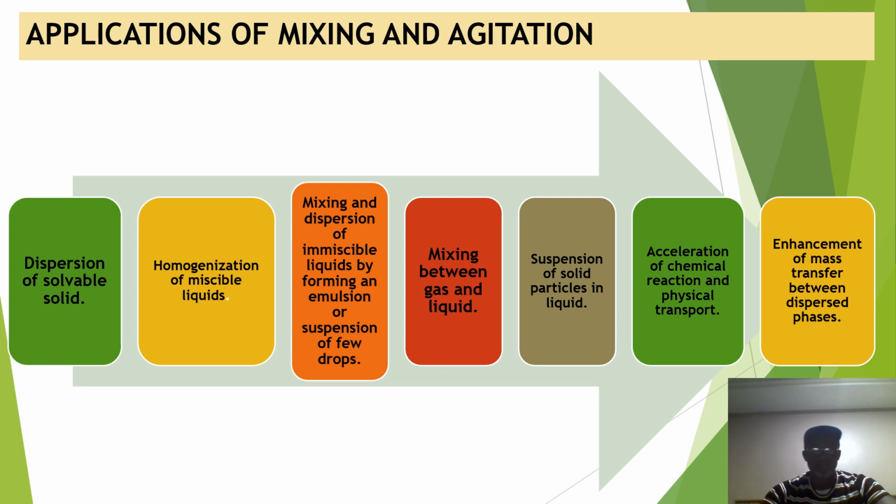Applications of mixing and agitation. Dispersion of solvable solid, that's one. Applied in homogenization of miscible liquids. So miscible liquids can be homogenized to get one homogeneous mixture. Mixing and dispersion of immiscible liquids by forming an emulsion or suspension. So we can use mixing and agitation to achieve this. Mixing between gas and liquid, suspension of solid particles in a liquid, acceleration of chemical reaction and physical transport. Because while we are mixing, there will also be mass transfer, even heat transfer, and so on between the phases. Enhancement of mass transfer between dispersed phases.